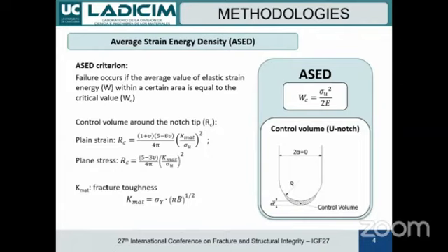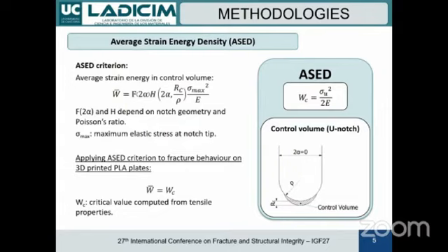Well, this is the methodology that we are using, the average strain energy density, and following this criterion, the failure occurs if the average value of elastic strain energy within a certain area is equal to a critical value. The control volume around the notch tip is characterized by the critical radius following these equations.